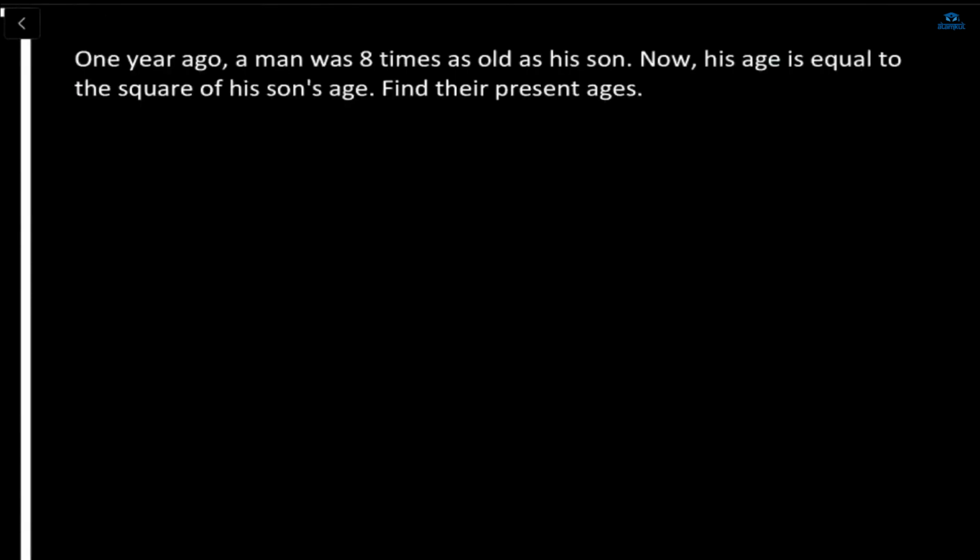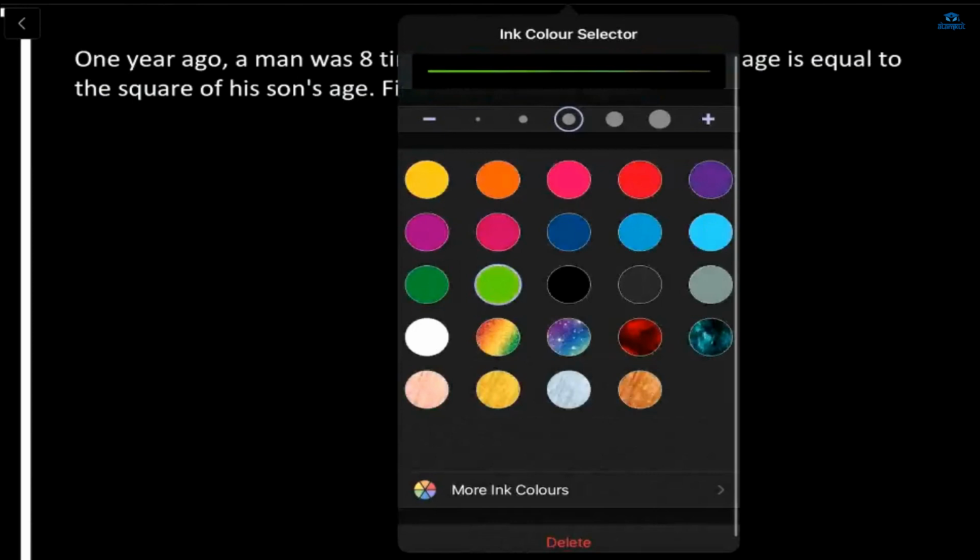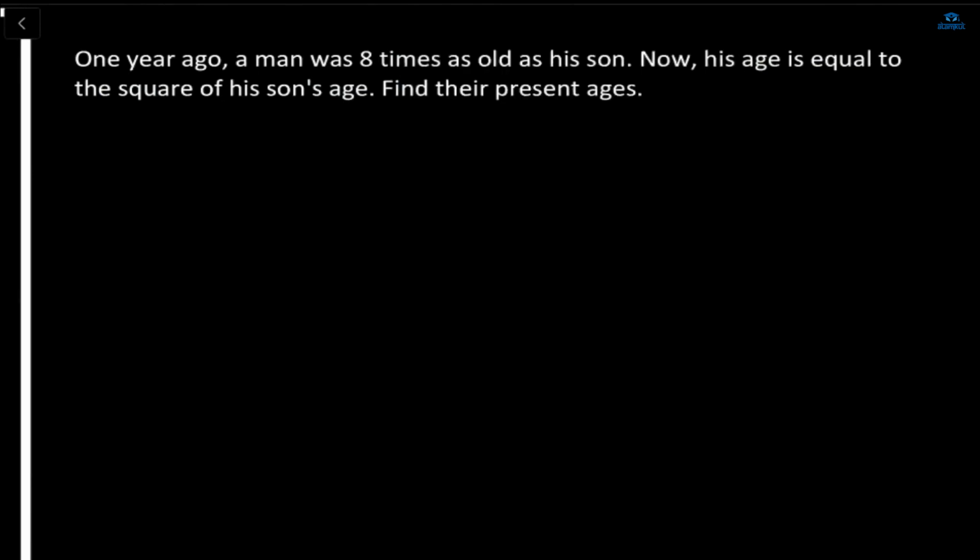Now let's see the question. 1 year ago, just see it carefully, 1 year ago, a man was 8 times as old as his son. So here you have two people's ages you need to find out, that is the man's age and the son's age. But we have to form only one equation, you can see this is a quadratic equation. Why? Because two equations are not given here, only one equation will be formed.